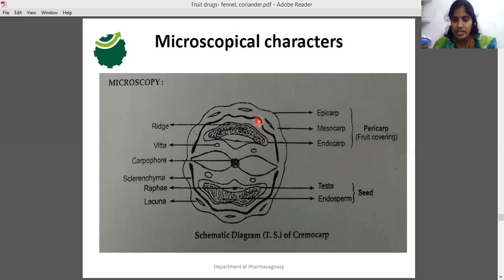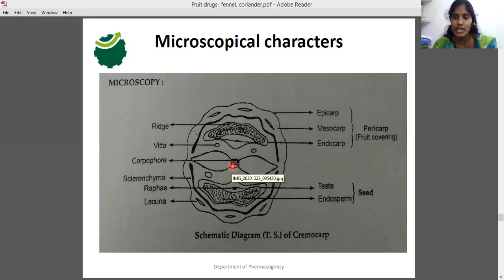It will have a sclerenchyma strip in the middle. This dark colored band here is the sclerenchyma strip or sclerenchyma layer. And here there is a double line: the outer line indicates the endocarp and the inner line is the seed coat. This part is the endosperm and this empty space is the raphe. The raphe is a longitudinal band on the seed. And this part here is the carpophore.